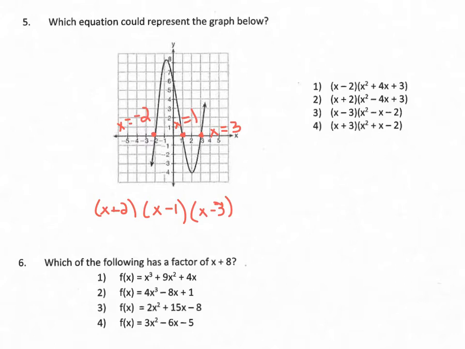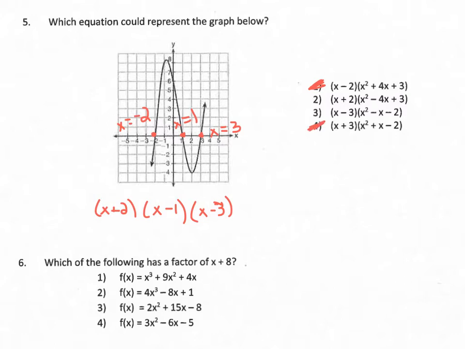If we look at these answer choices, we can see that none of them look exactly like what we have here. But if you look at the first one, it says x minus 2. We don't have an x minus 2 as any of our factors, so it definitely can't be choice 1. Choice 2 has an x plus 2, which we do have. Choice 3 has an x minus 3, which we do have. And choice 4 has an x plus 3, which we don't have. So we can already eliminate choices 1 and 4.